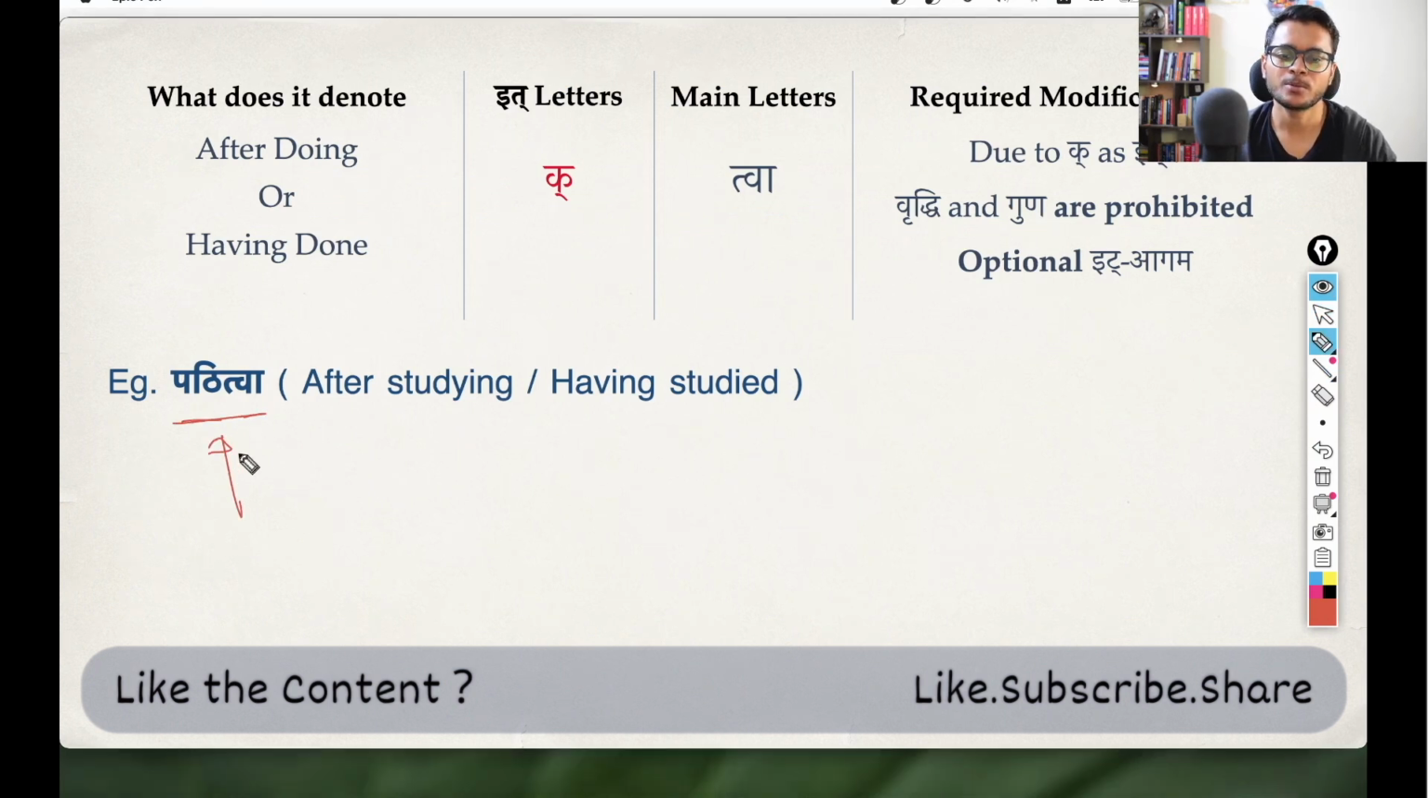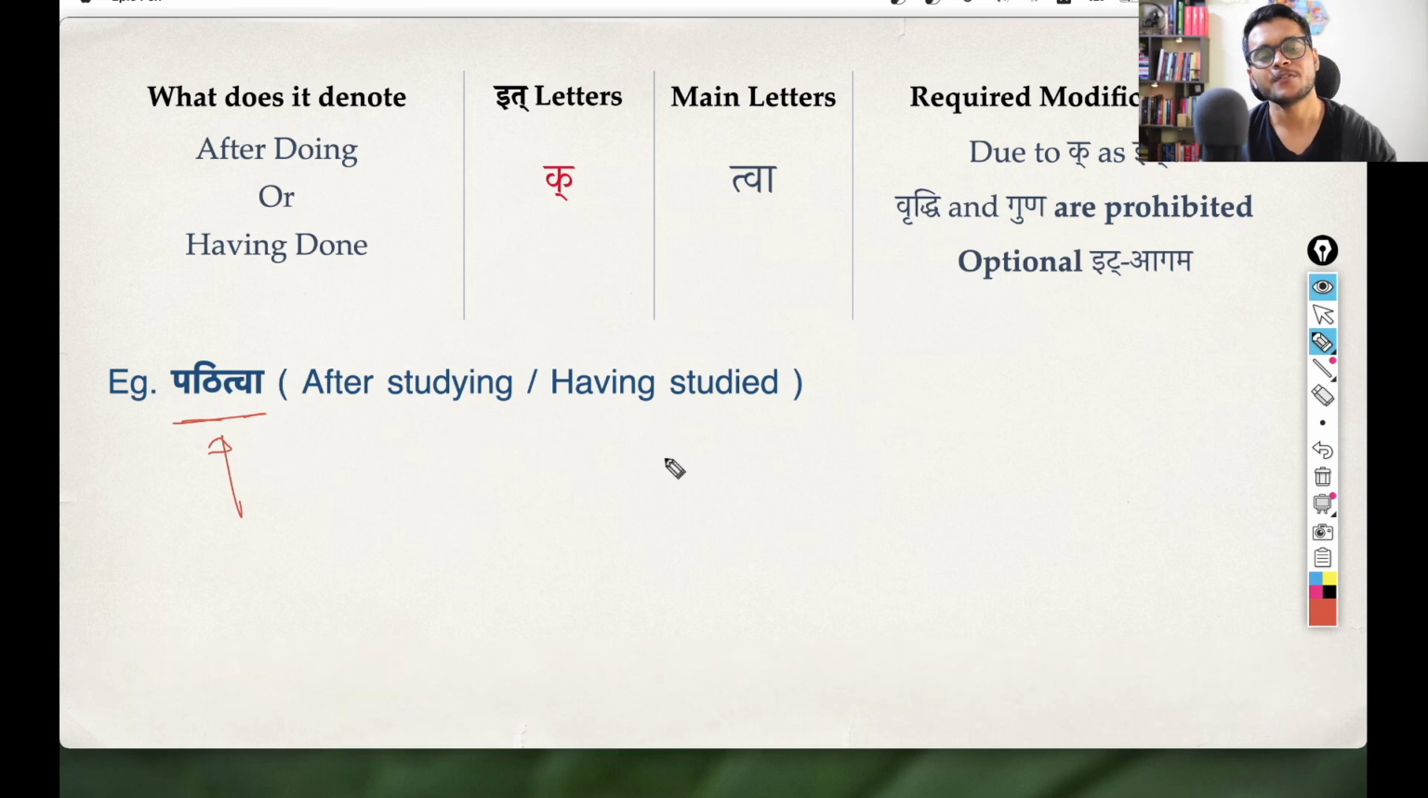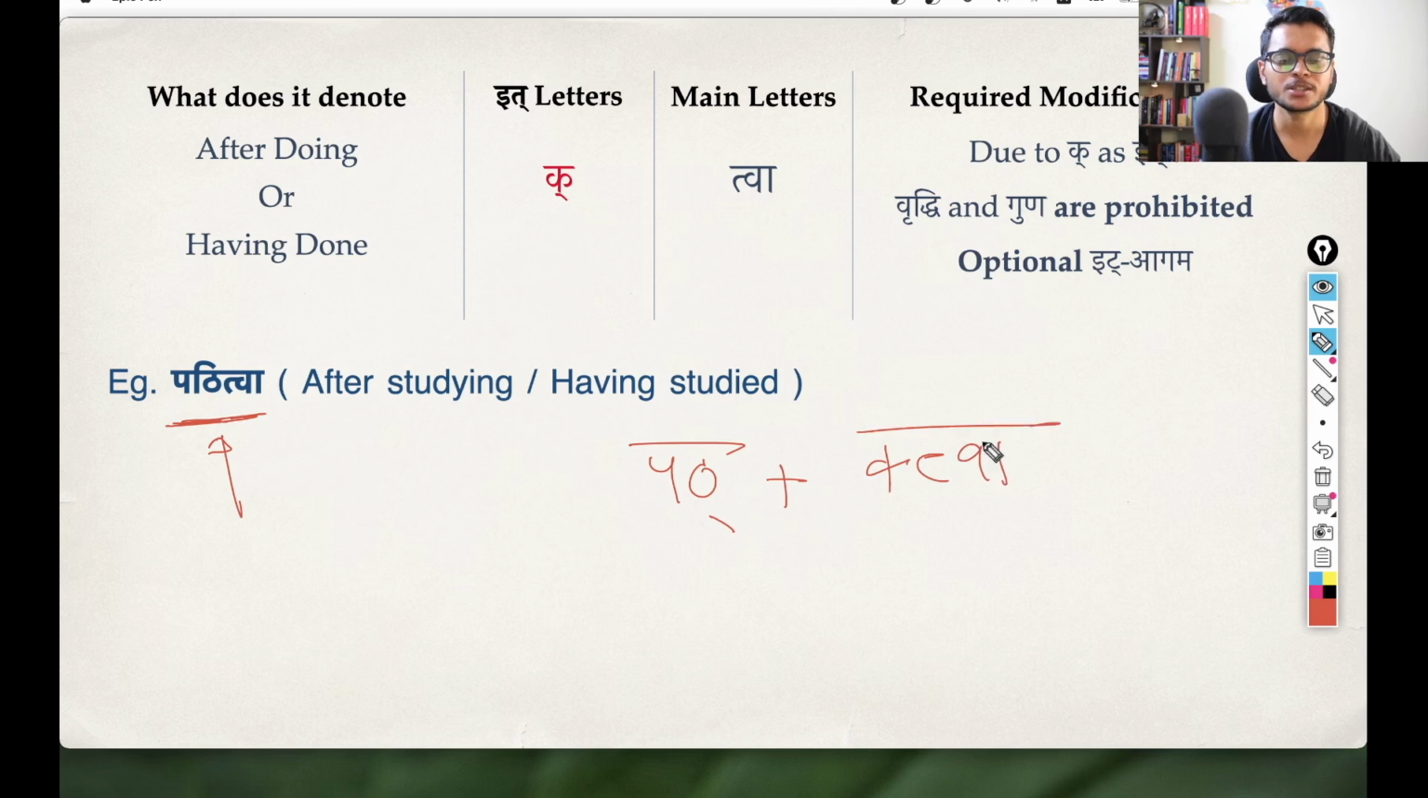We have this namapada patitva, and patitva means after studying or having studied. So that is this patitva. And how are we getting this patitva? Pat dhatu. Very easily you can spot the dhatu. This pat dhatu is being modified using the twa suffix. And now for this twa suffix, we know vriddhi and guna are prohibited. So no change we have to do. And now whether it agama will happen or not depends on the dhatu. For it agama to happen, one condition the dhatu has to satisfy and one condition the suffix has to satisfy.